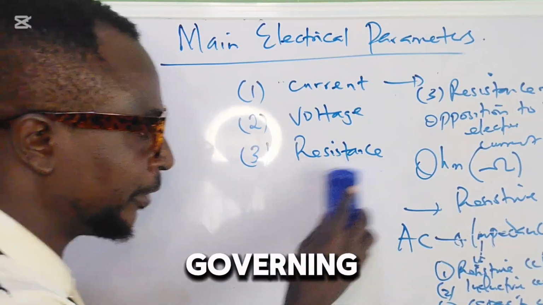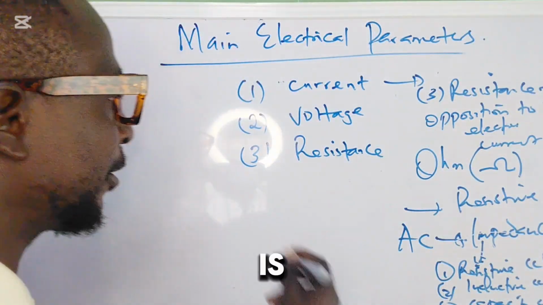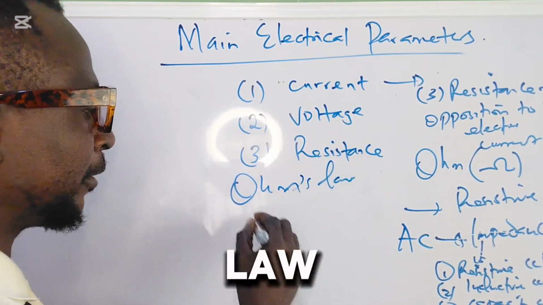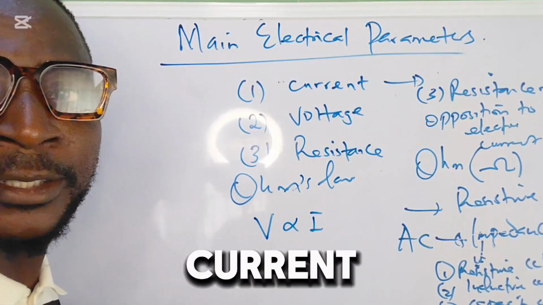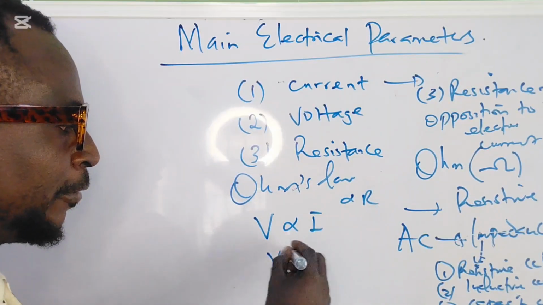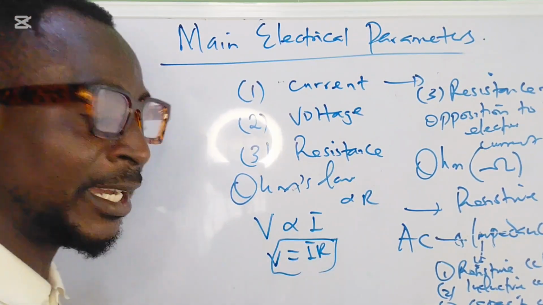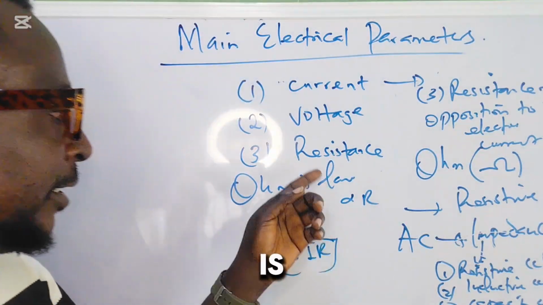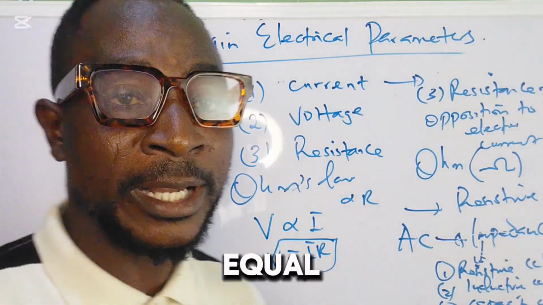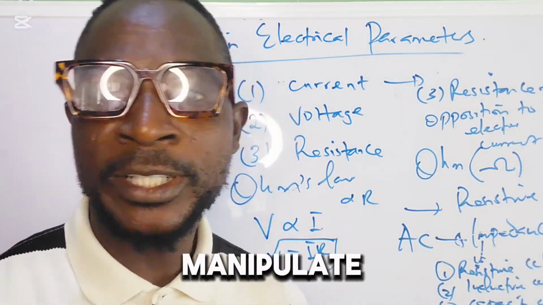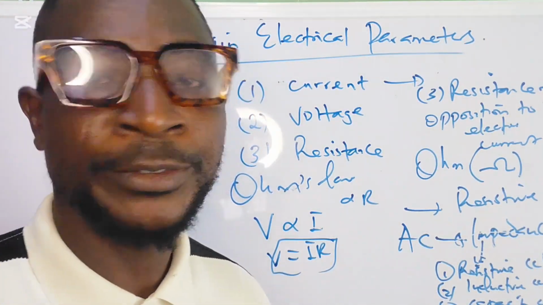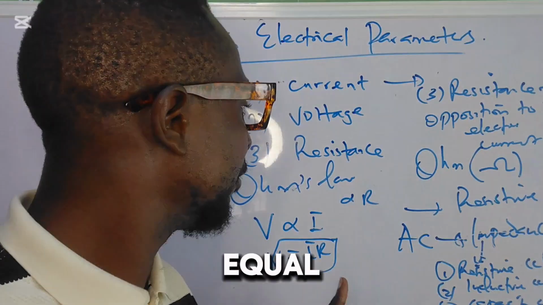Now there is a law governing these three parameters. There is a law governing what? These three parameters, and that law is called what? Ohm's law. And what does the law say? It says that voltage is directly proportional to current at constant resistance, which means if we break this in, your voltage will be IR. At constant resistance, voltage is directly proportional to what? To current. Please, you need to take note of this formula. V is equal to IR, because you can manipulate it into whatever values you have to work with. V is equal to what? V is equal to IR.